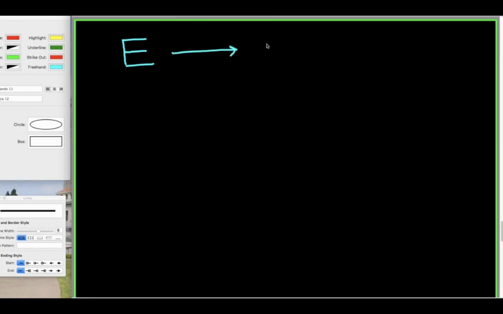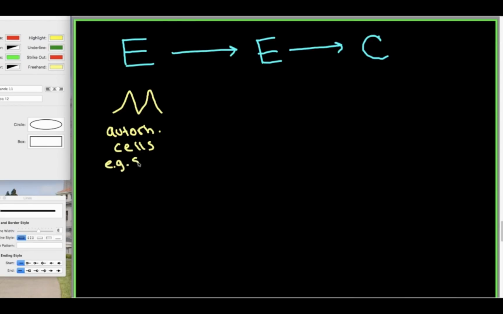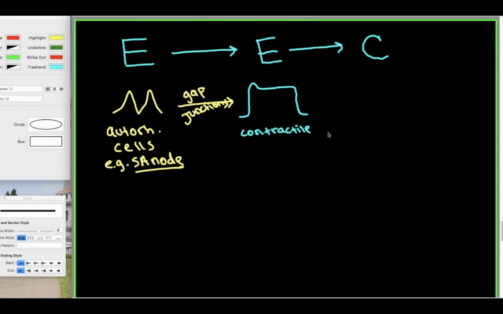So now let's go back to that sequence of events we had. We had that first excitation, which we saw was generated by the autorhythmic cells with that autorhythmic action potential. That will then spread to the contractile cells using gap junctions and cause them to have their own action potential, which looked a little bit different. This extended plateau, which prevented them from experiencing tetanus. So this is the myocardial cells, the ones that actually generate force.